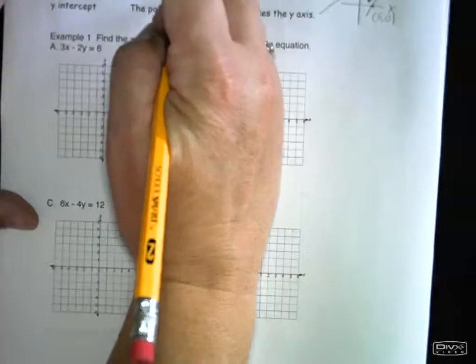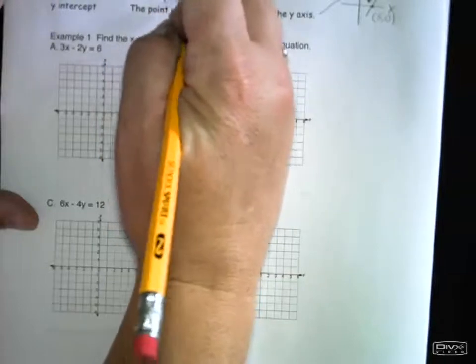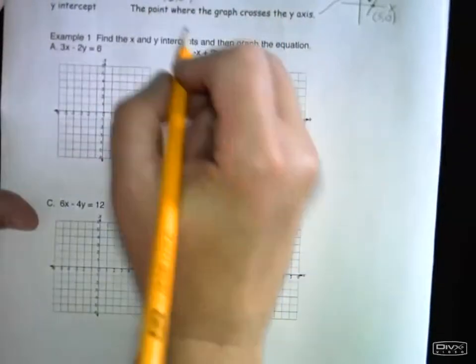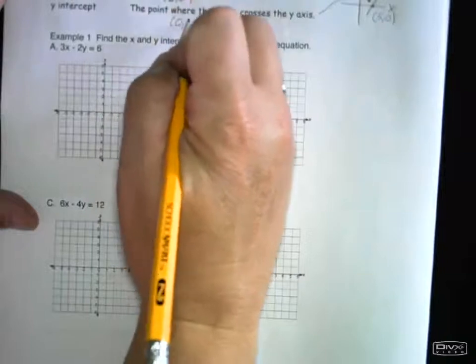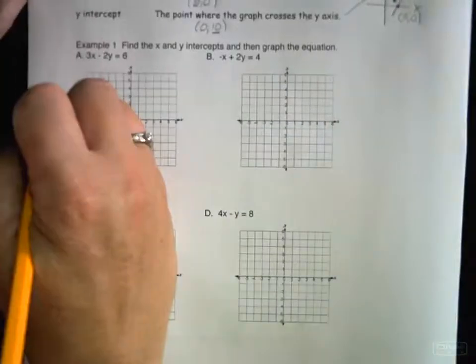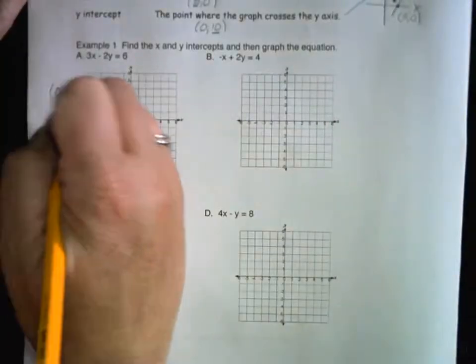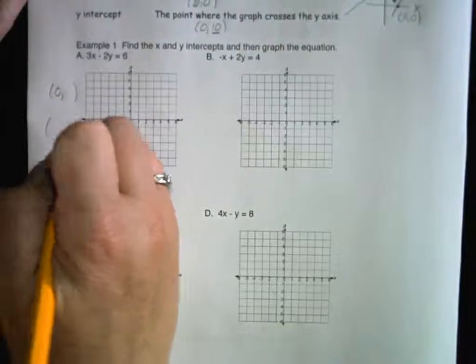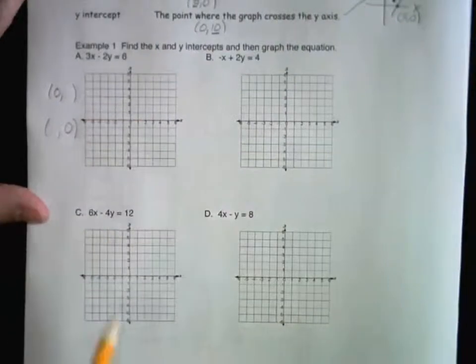Notice for the x-intercept, the number is in the x space, and for the y-intercept, the number is in the y space, and then the other one is 0. So in order to graph these two things, what we need to do is let our x be 0, and we need to let our y be 0.